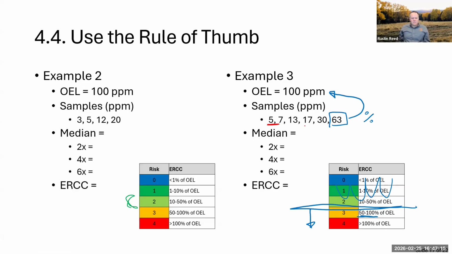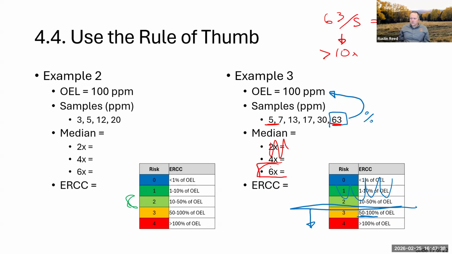I'm going to take a look at the min to max difference. I see that it's greater than 10. So 63 divided by 5, I don't know what that is exactly, but I know it's greater than 10, because if it was 50, it would be 10. So I'm going to use the 6x multiplier.